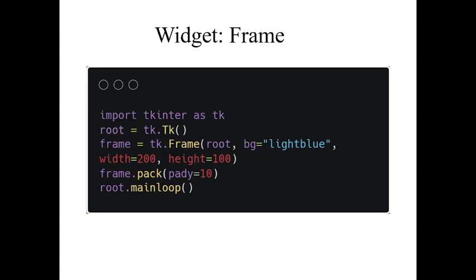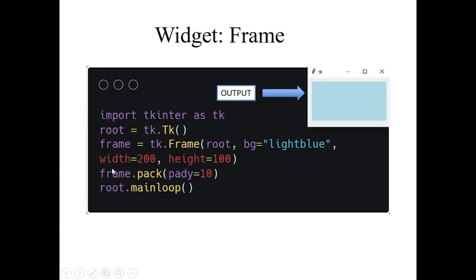Next is frame. For the frame, again import the library, create the window instance. Now this is the Frame class. The parameters: first is the window in which we have to insert this frame, then background color light blue, the width and height of the frame, and then the position, and then again the mainloop.